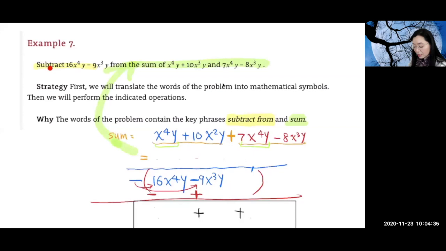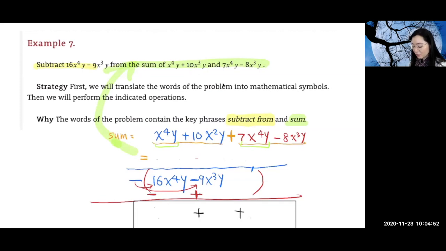Now let's do this example. We're going to subtract this polynomial from the sum of these two. So what should we do first? Should we do the sum first or should we subtract first? Which one do we do first? Yeah, we do the sum first.